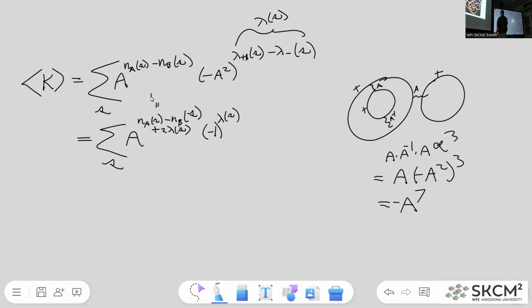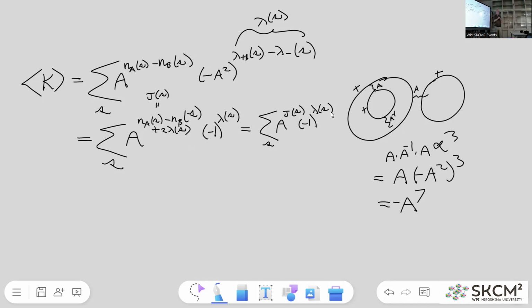Let's call this J of S. So just looking at it that way, it's the sum over the states of A to a certain function of the state, J of S, times -1 to another function of the state, lambda of S. And you could ask, well, is the coefficient of a given power of A zero or non-zero? What is the coefficient of a given power of A?